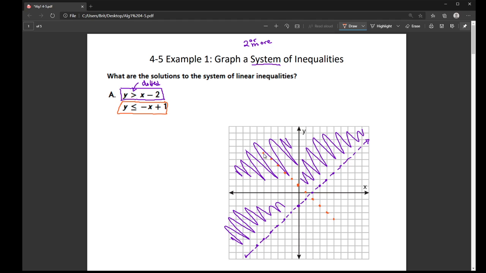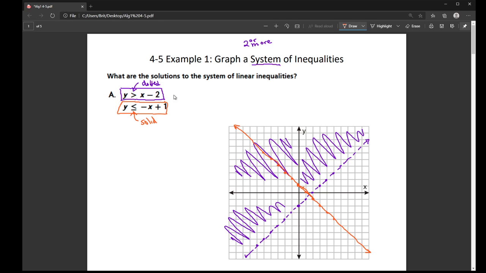So then we have to look to see whether or not we use a solid line or a dotted line. So we look at the inequality symbol. And because the inequality symbol can be equal to, we're going to go ahead and use a solid line. And I'm going to do my best to draw a straight line here. You all know that the struggle's real for me, though. There we go. There's our solid line. Now, any point that lands on this solid line is a part of the solution for the orange stuff. So just be aware of that.